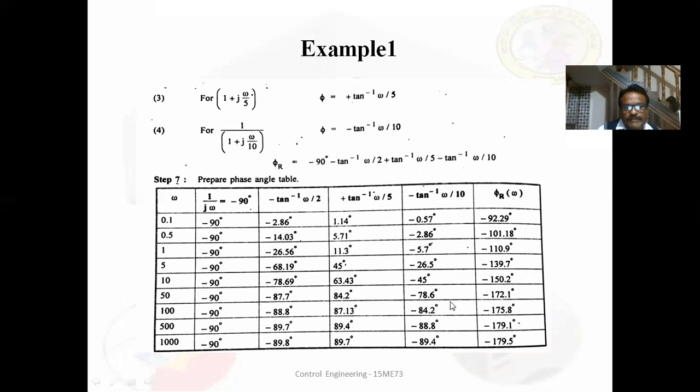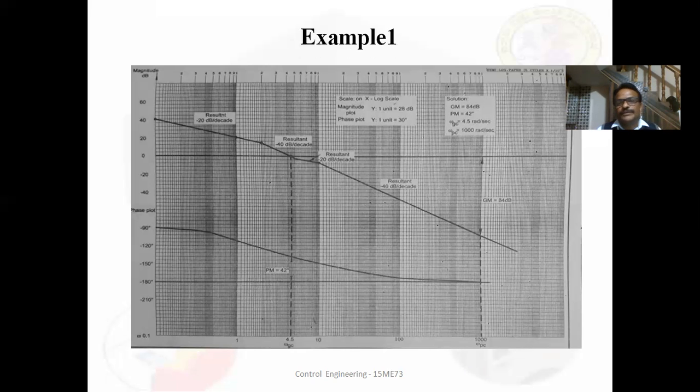Then for 5, it is minus 139.7 degree. Then for 10, it is minus 150.2 degree. Like that, for 1000, the resultant phase angle is minus 179.5 degree. So once you tabulate the phase angle as well as the magnitude, you will go for the construction of the magnitude plot as well as the phase angle plot.